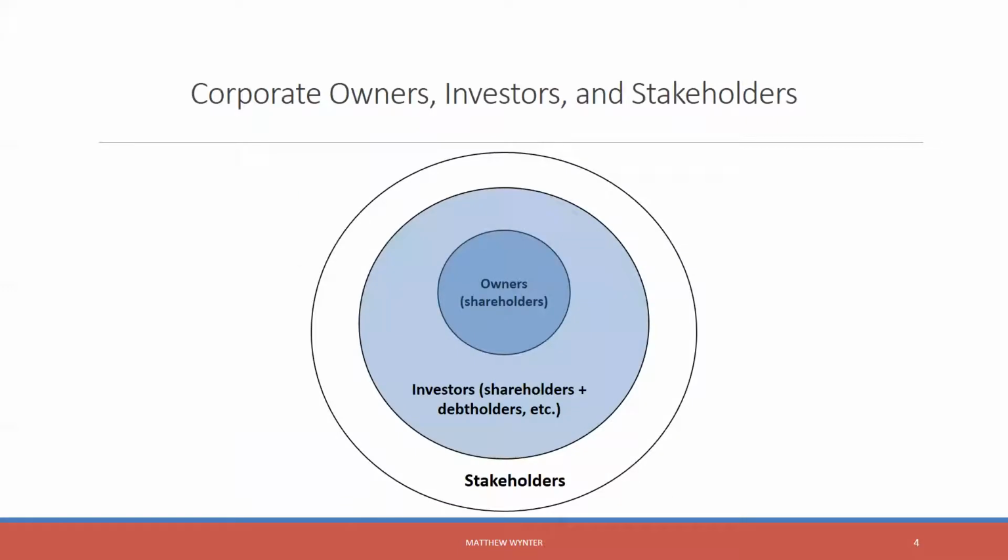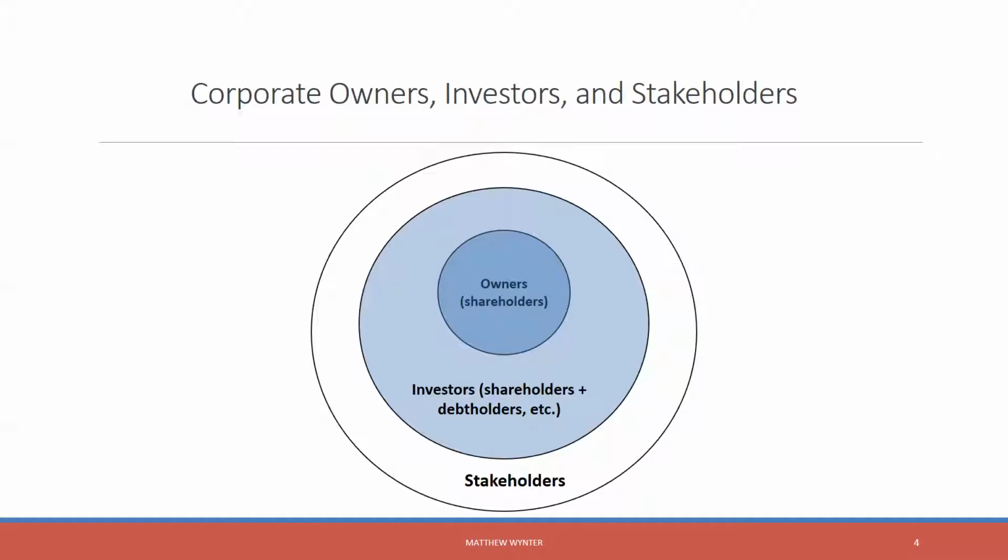So to ground ourselves, we have our owners, our shareholders, we have our investors, that's our shareholders, our banks, anybody holding our debt, and then we have our stakeholders. And our stakeholders include everybody. That's the employees, that's the managers, that's the investors, that's the government, that's the neighborhood in which we work, that's any institution or group that's going to be affected by the actions of the firm.